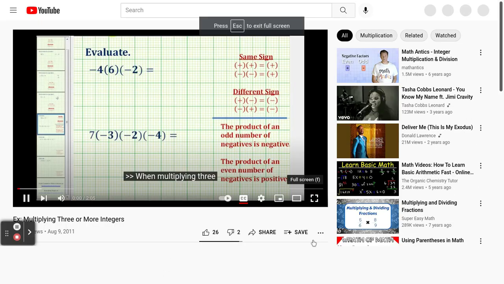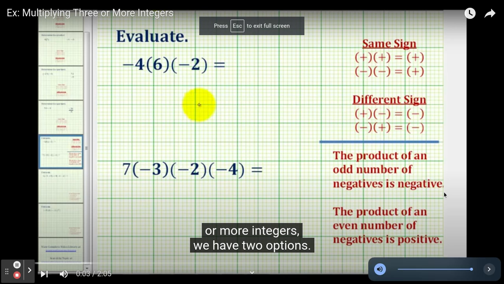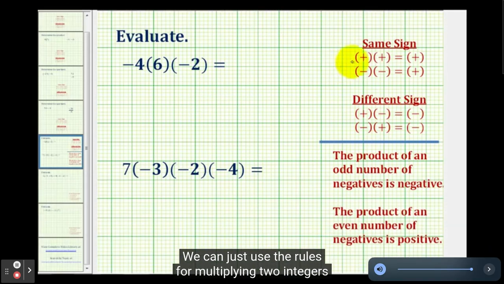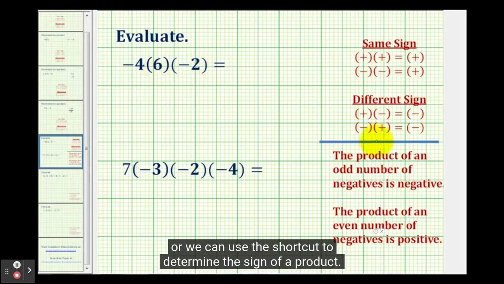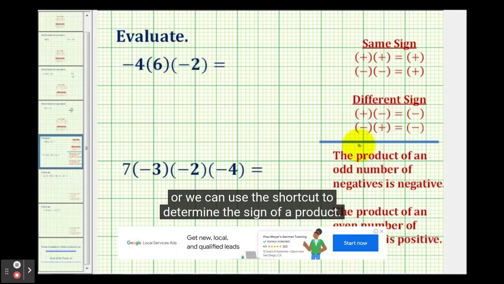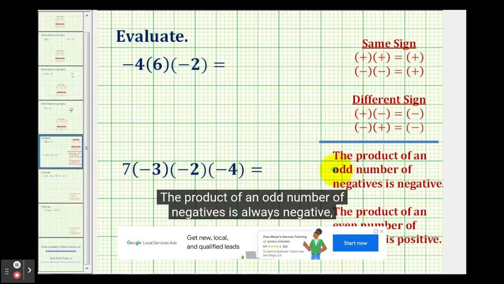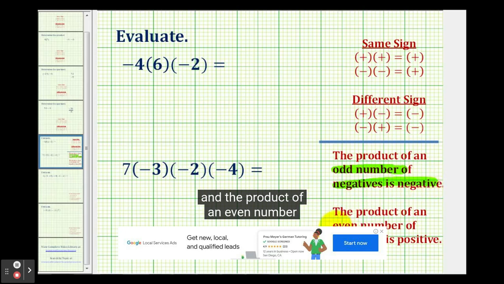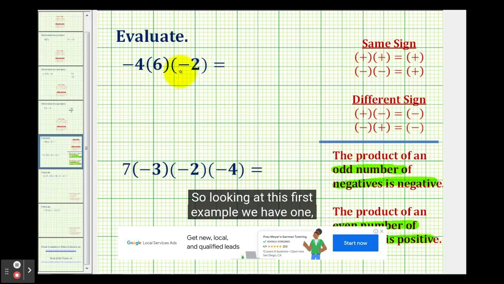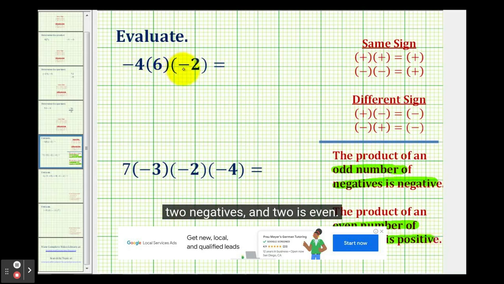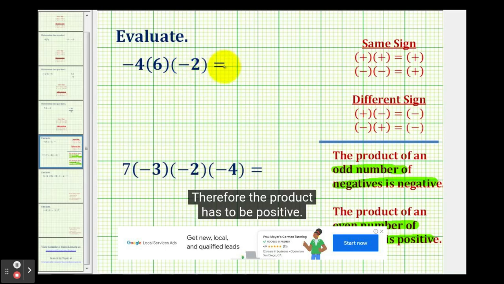When multiplying 3 or more integers, we have 2 options. We can just use the rules for multiplying 2 integers and then multiply 2 integers at a time, or we can use a shortcut to determine the sign of the product. The product of an odd number of negatives is always negative, and the product of an even number of negatives is always positive. So looking at this first example, we have 1, 2 negatives, and 2 is even. Therefore, the product has to be positive.